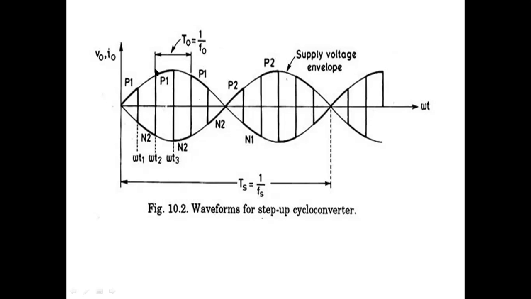For an input, the frequency is Fs and the time period is Ts. Now what is the time period? What is the time period of one cycle from here to here?